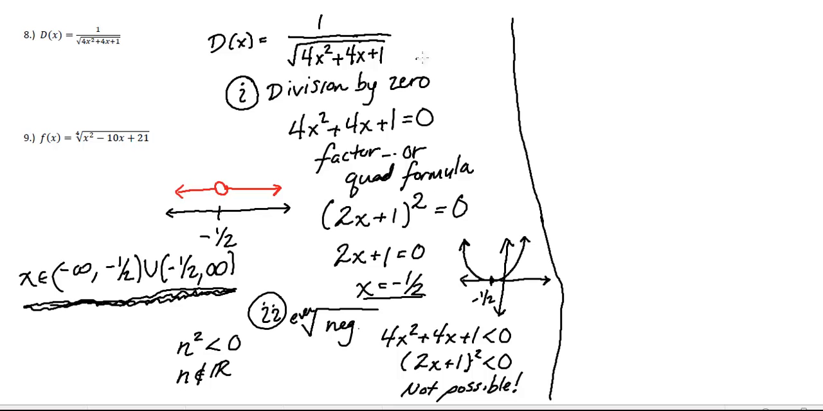Alright, for number 9, I'll do number 9 in red, just so that it's very clear. And this is actually starting to confuse me a little bit, so let me try and stay organized. So I've got the fourth root of x squared minus 10x plus 21.